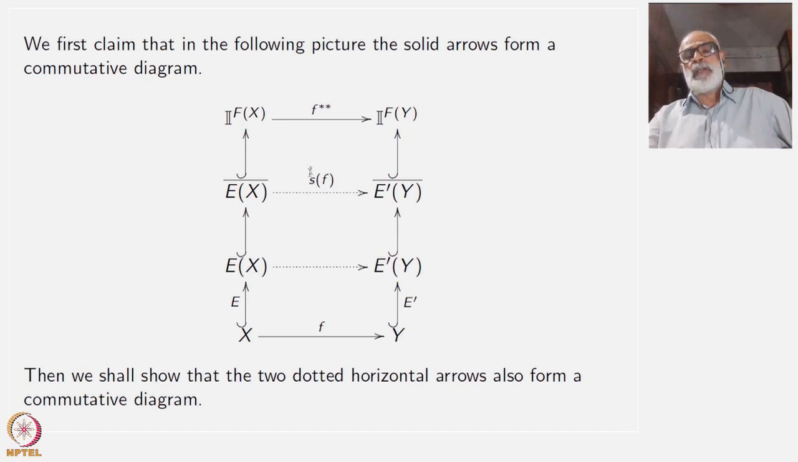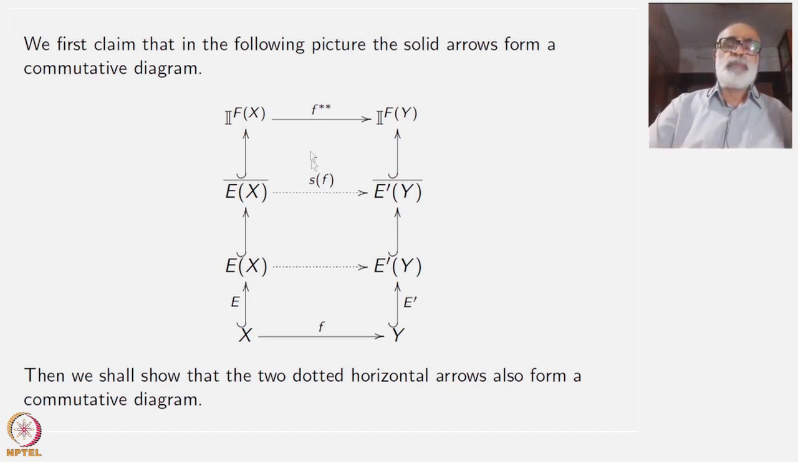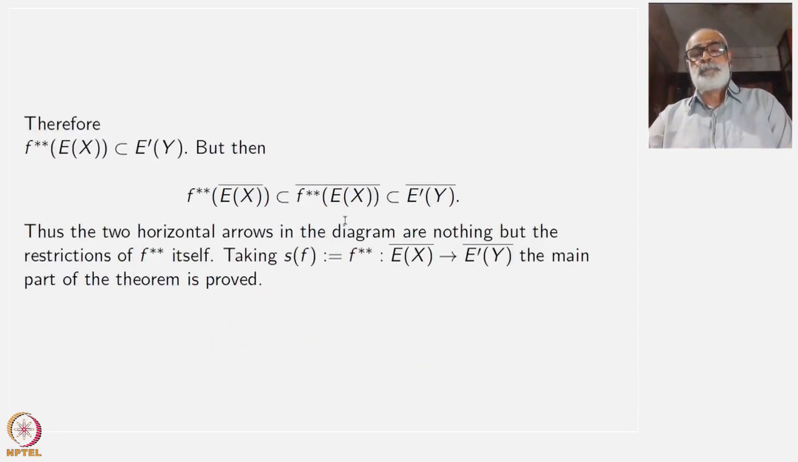It's just a convenient notation. F double star can always make sense, but SF makes sense only when you have Stone-Cech compactification.